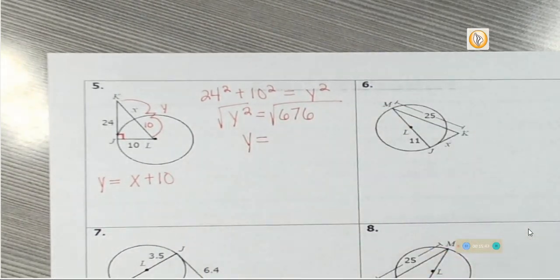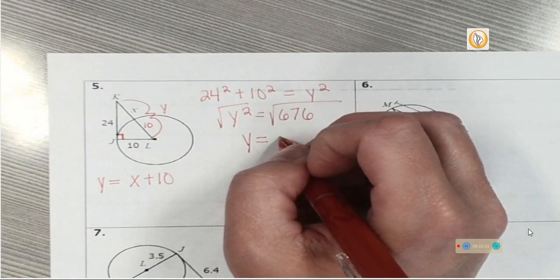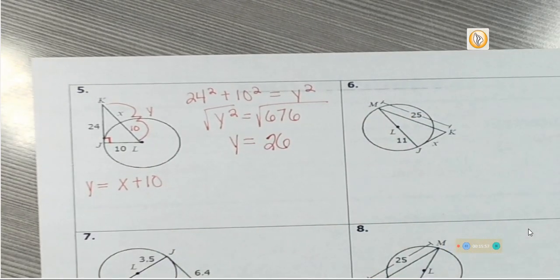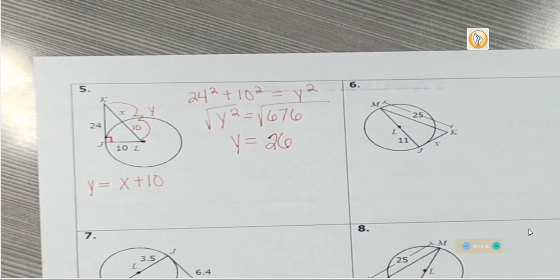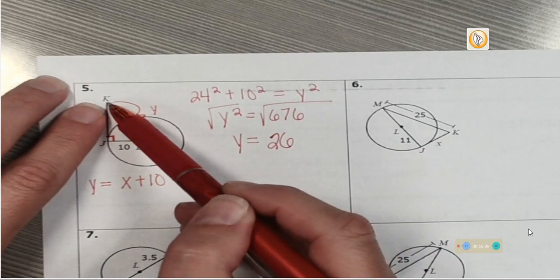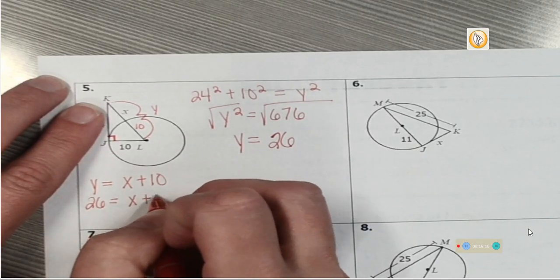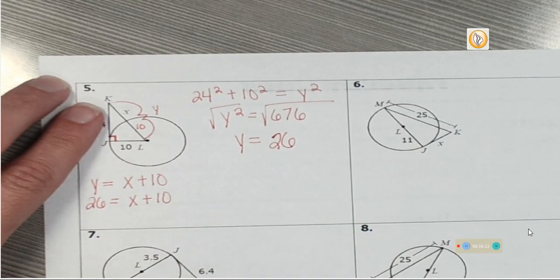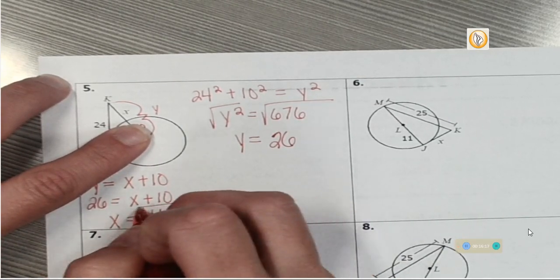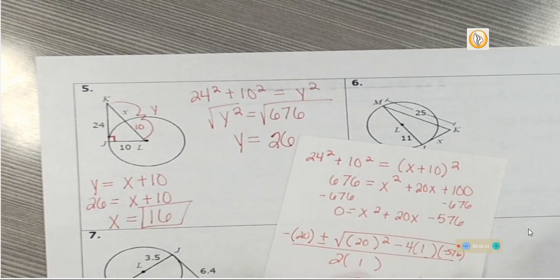What is the square root of 676? You got a calculator? I'll tell you. It's 26. Now, 26 is not x. 26 is y. 26 is the distance from here all the way to here. So if 26 equals x plus 10, how do you find what x is? Subtract 10. And what does x equal? 16. So if you did that, or you did it this way, you get the same answer.